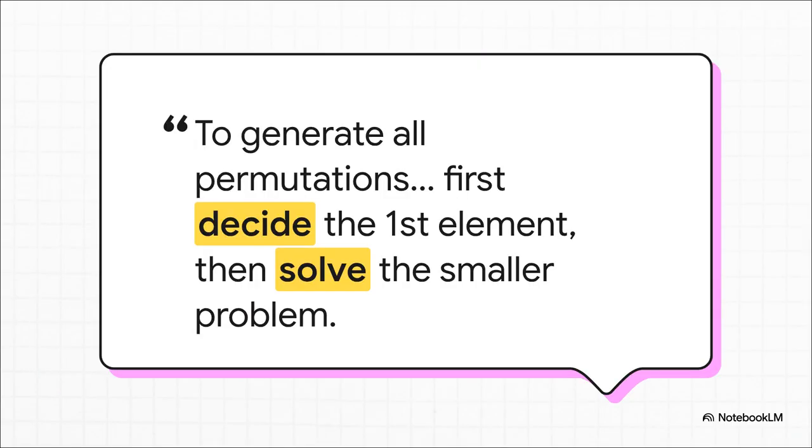So let's bring that back to our puzzle. How does it apply? Well, think about it like this. To find all the permutations of 1, 2, 3, we just have to decide on the first element. Let's say we pick 1. What are we left with? Well, now we just have a smaller identical problem. Find all the permutations of 2, 3. That is the recursive mindset right there.